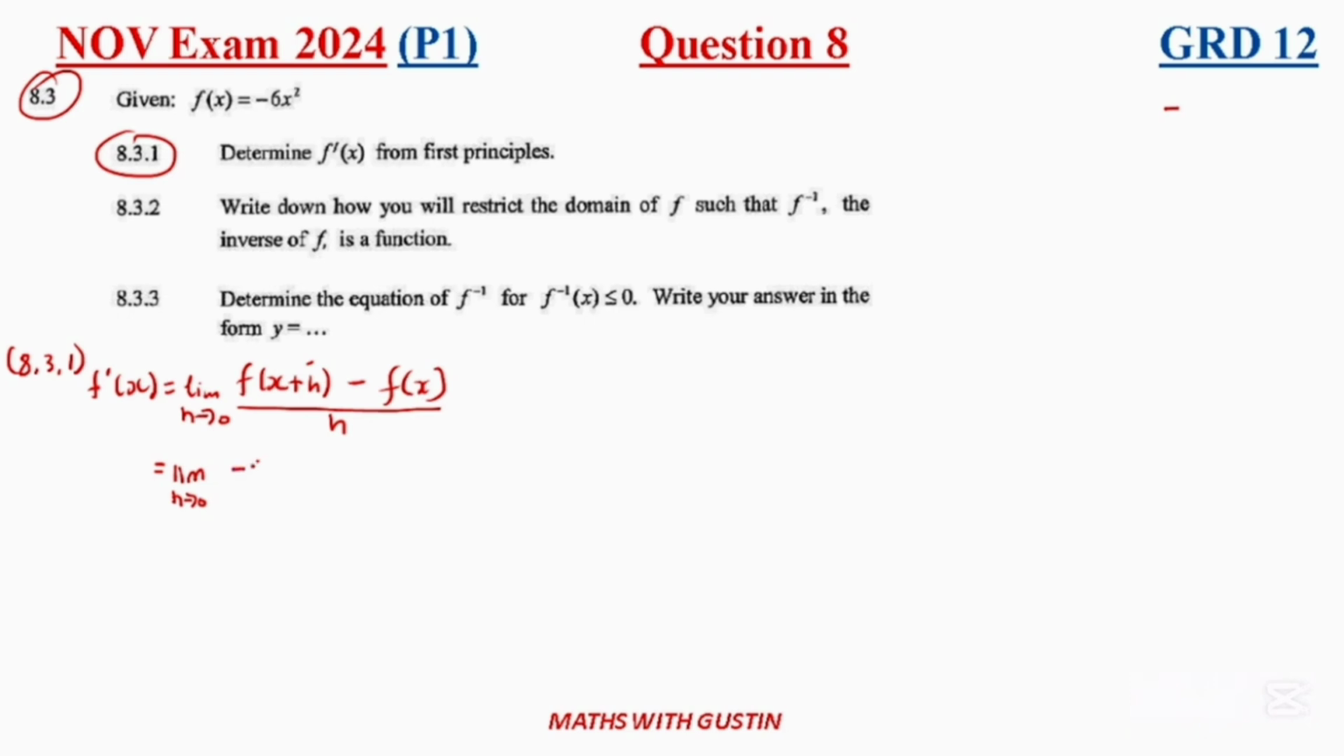So what do we have here? We've got -6. Where there's x, we put x plus h, so it's going to be squared, minus here into brackets -6x squared. There's a reason I'm putting a bracket, because there's a negative here, guys, so please don't make a mistake. Okay, over h. So we're going to expand that.